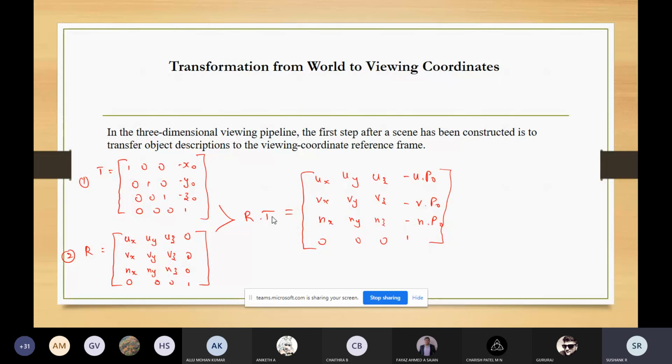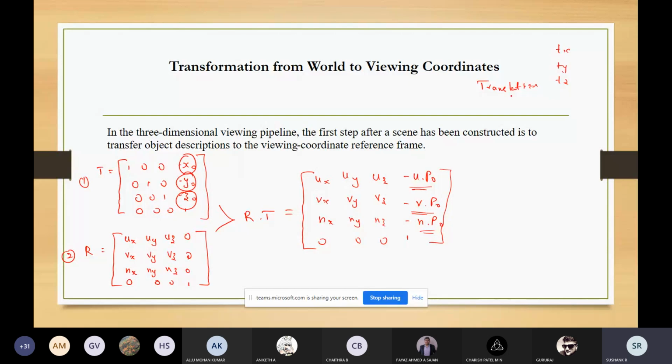So here, the only change is that I'm replacing x naught, y naught, and z naught with u into p naught, v into p naught, n into p naught. You know that x naught, y naught, and z naught are the translation factors. Previously we would have referred to them as tx, ty, tz. So these are the translation factors.